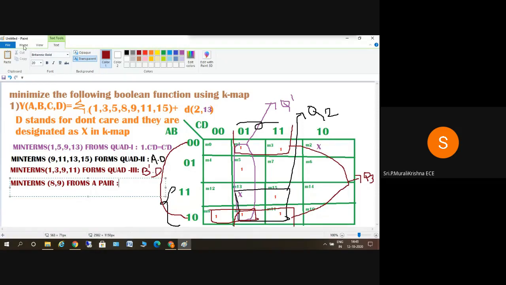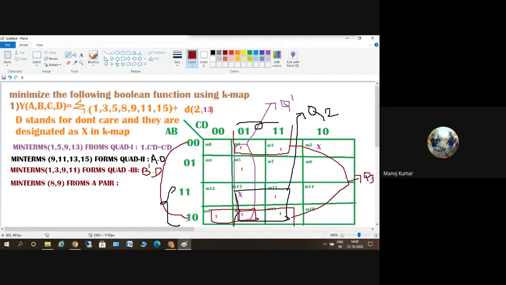So what is the row term here? A B bar C bar. Yeah, this is the row term here. That is A B bar. And the column term, these two columns have to be checked here. In these two columns we have the C bar. So we get C bar. Okay, so this is the final output here. The minimized equation is C bar D plus AD plus B bar D plus A B bar C bar.